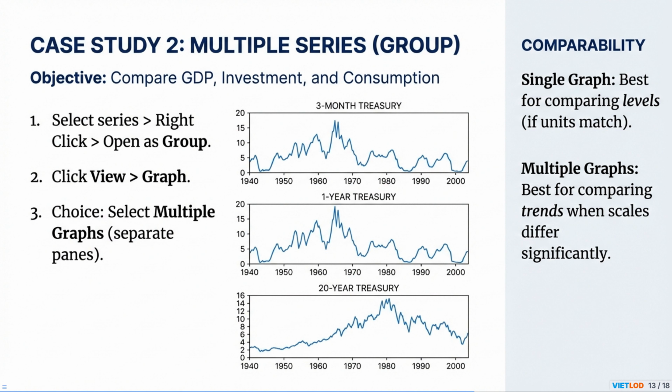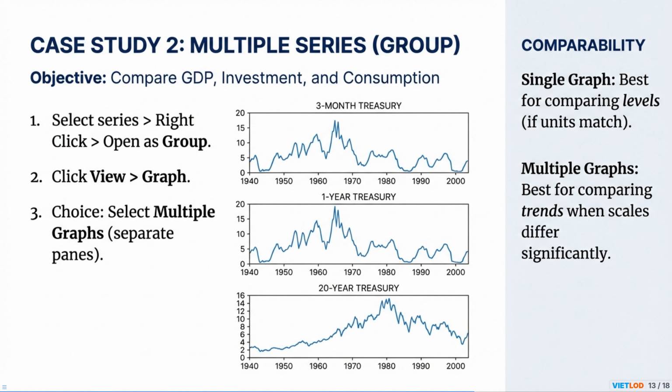Here, our objective is to compare multiple economic variables, such as GDP, investment, and consumption. First, we select all the series, right-click, and open them as a group. Then we select View, Graph. We have a crucial choice.